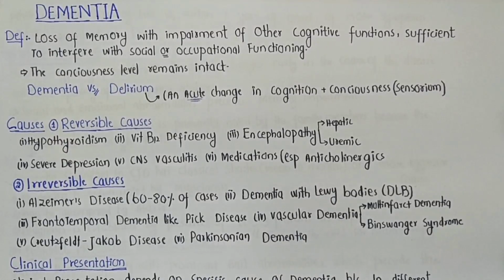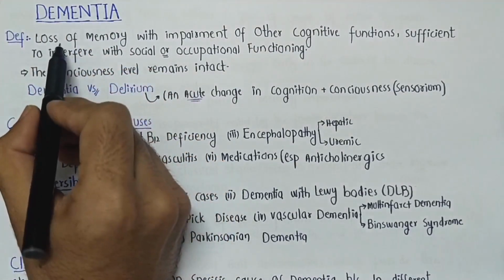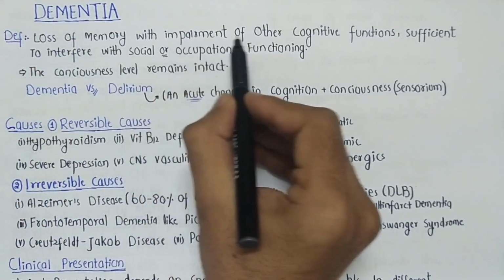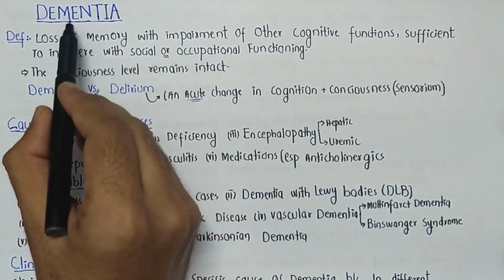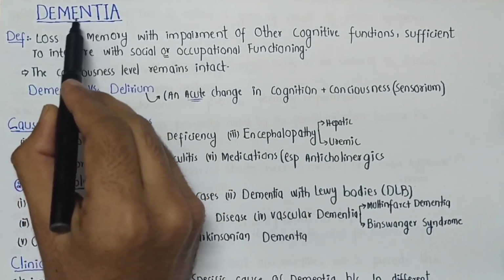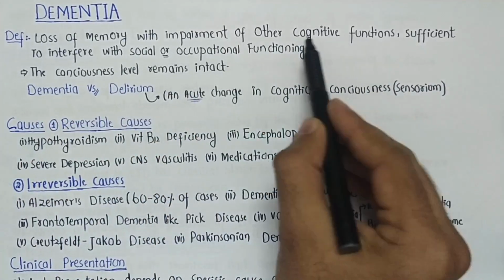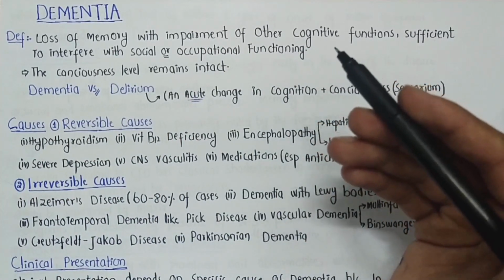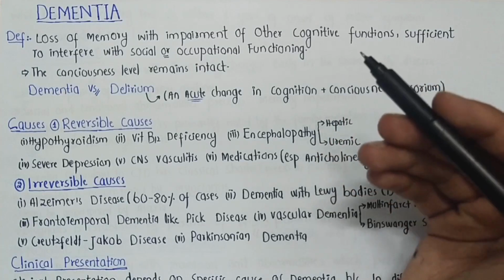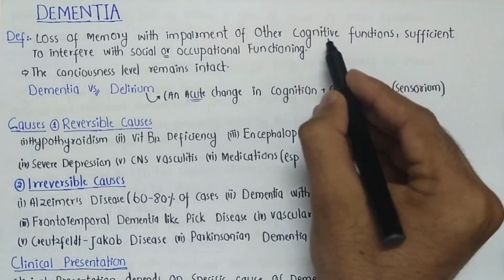Today we are going to talk about a very important general medicine topic, that is dementia. Dementia, by definition, is the loss of memory with impairment of other cognitive functions sufficient to interfere with social or occupational functioning. So dementia is actually comprised of two things: loss of memory with impairment of cognitive functions, like language, visual spatial abilities, attention, and concentration. These are the cognitive functions which are affected in dementia.